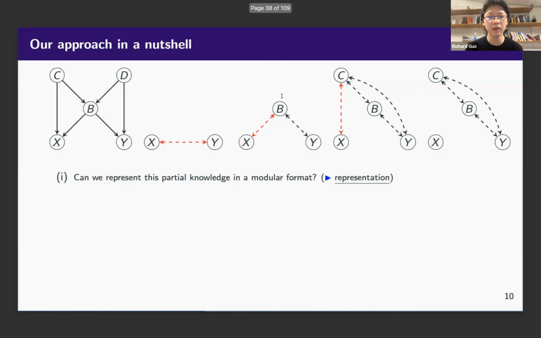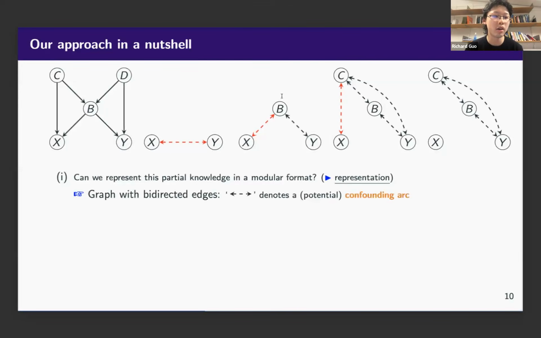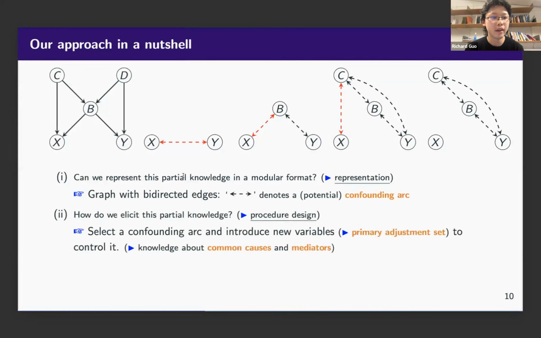Okay, so in terms of the two previous questions: first, the representation of the partial knowledge to define the backdoor criterion. Our representation is a specific graph with bidirected edges. In particular, these dashed bidirected edges denote a potential confounding arc, which I'll define in a moment. And the second question, about the procedural design: how do we elicit such partial knowledge? Basically, this is an iterative procedure. Every time we select a possible confounding arc and introduce new variables to control such a confounding arc.